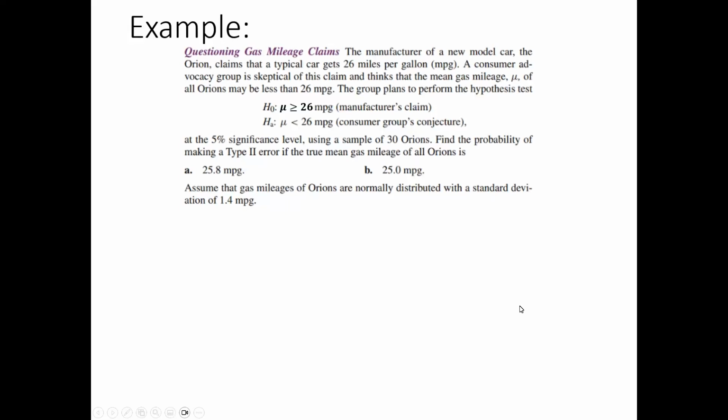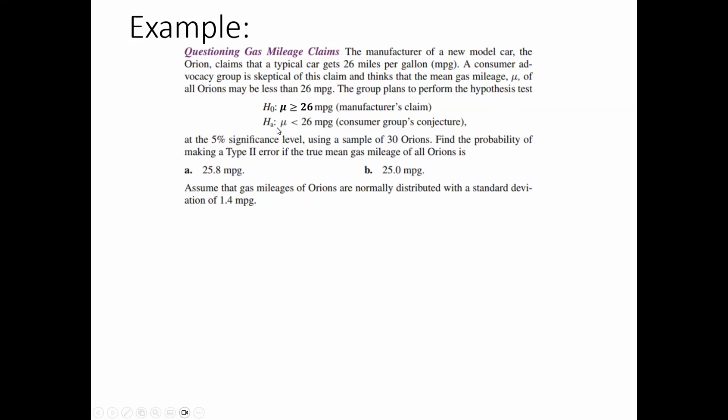So I want to have a working example that we'll be using today, and that's involving this new model car, which is called an Orion. And the people who make it are claiming that it gets 26 miles per gallon, but there's a consumer advocacy group that doesn't really believe it, and they think actually it might get less than 26 miles per gallon. So that group, in order to make that assertion, has to back it up with more than just a sample mean. So they're going to perform a hypothesis test.